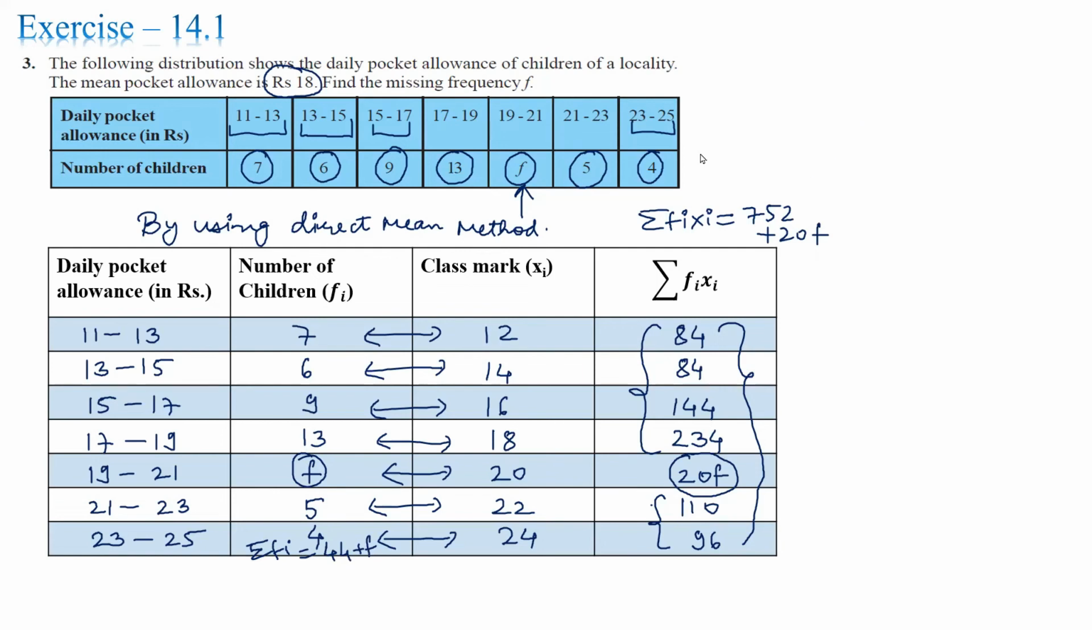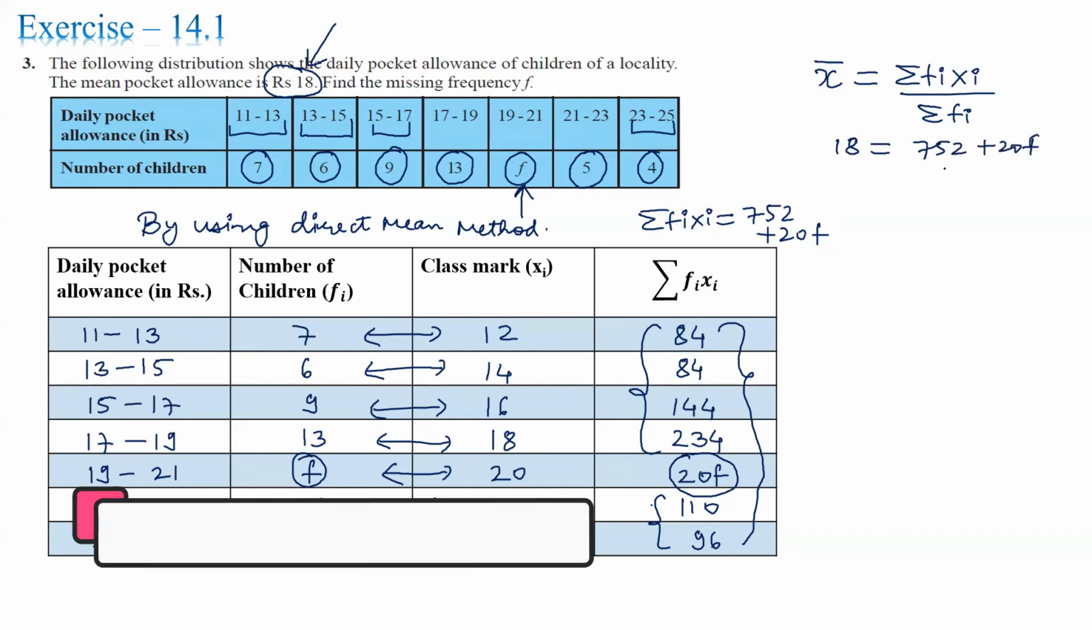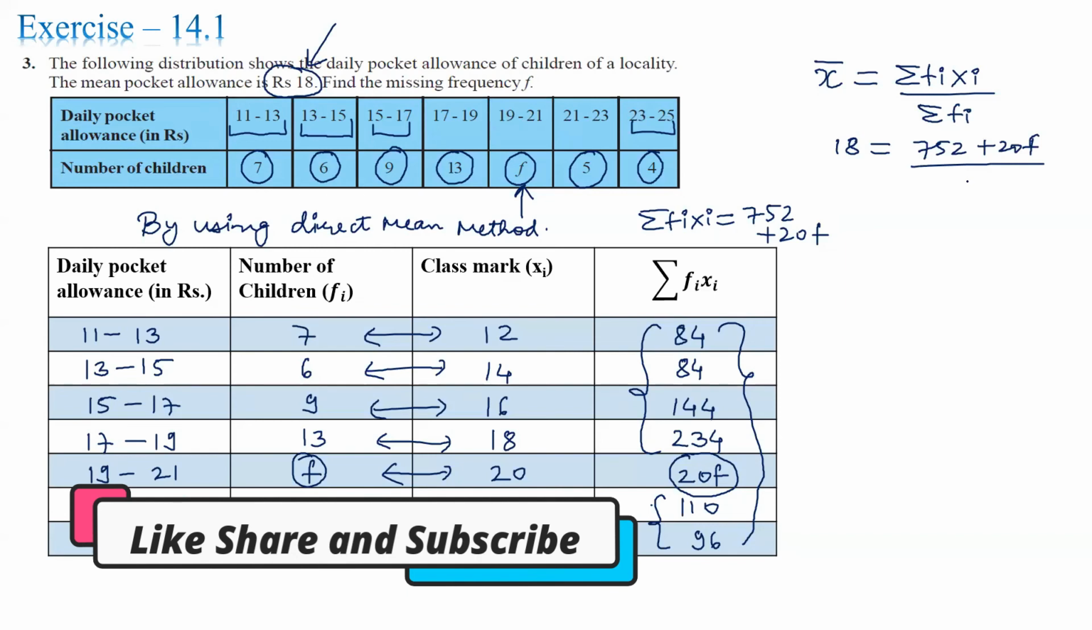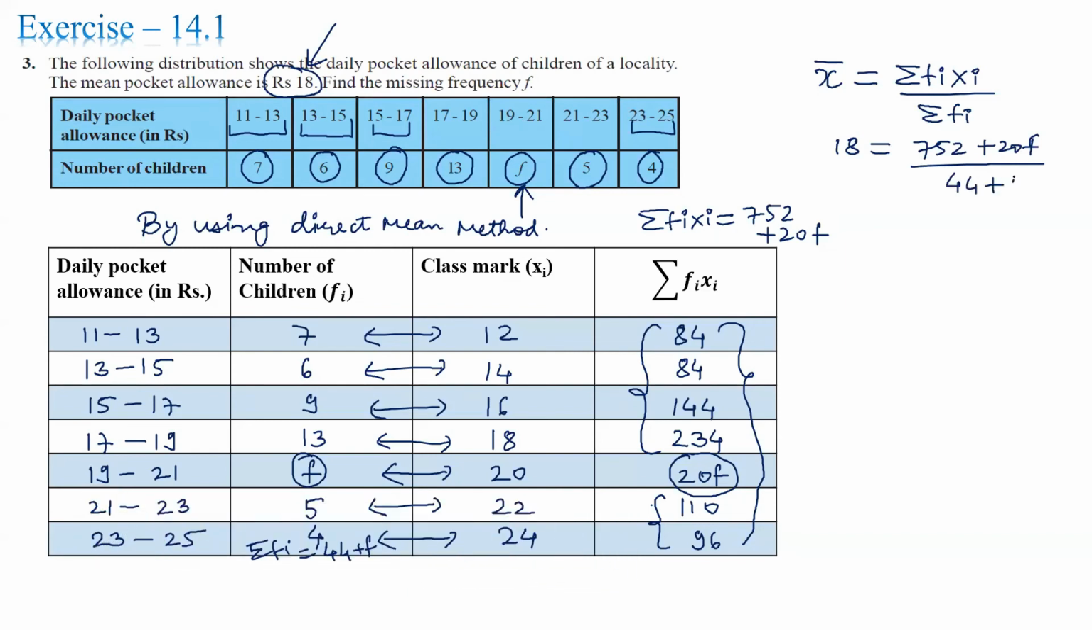Now we will use the formula of direct mean method. The formula is x bar is equal to summation of fi xi divided by summation of fi. Now x bar value is given to us in the question itself, that is 18. So we'll put it here. 18 is equal to 752 plus 20f upon 44 plus f. Now we are having only one equation. Okay, this is our one equation and one unknown. So you can get the value of f.